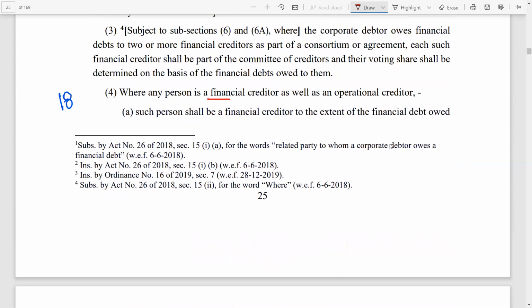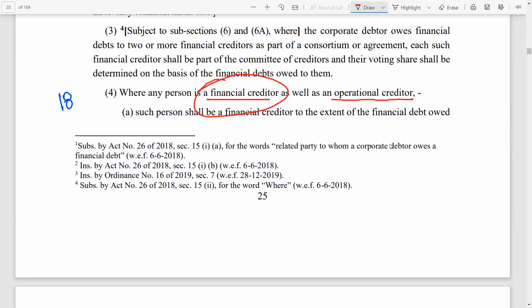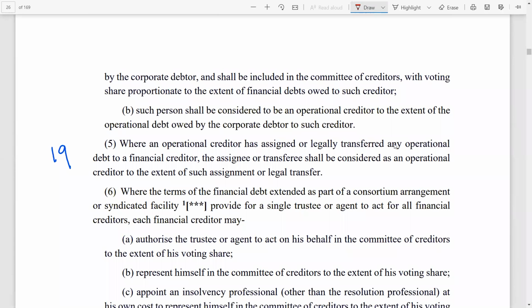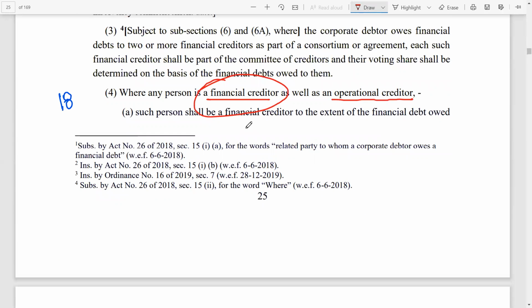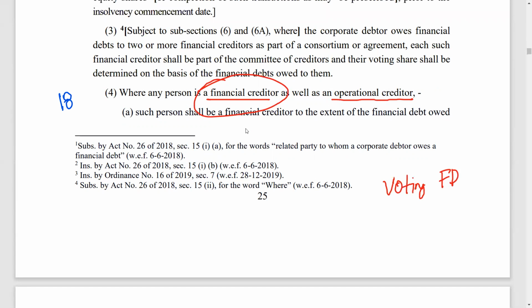Then if a person is both a financial creditor as well as an operational creditor, what will be his share in the COC? His voting share in the COC will be determined only by the share of his financial debt and not by the operational debt. Sir, what if the operational creditor has assigned the debt to the financial creditor? Does not make a difference. Even if the operational debt has been assigned to the financial creditor, the debt still remains operational. It does not become a financial debt. So these 2 points say that the voting share would be determined only by the financial debt.